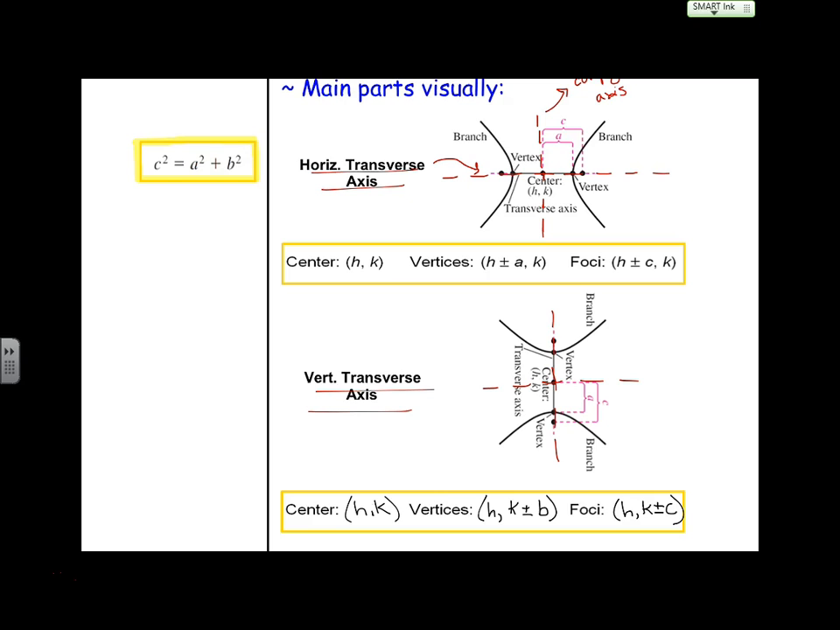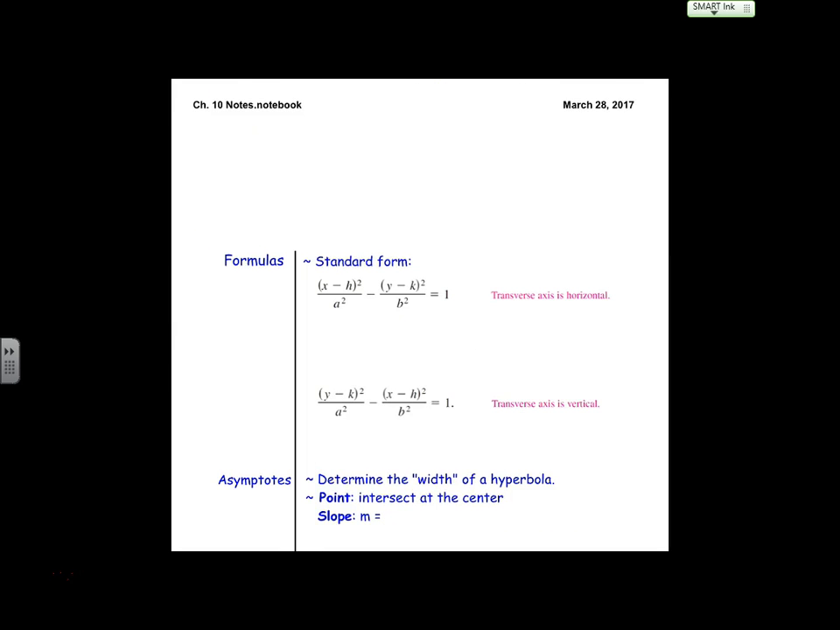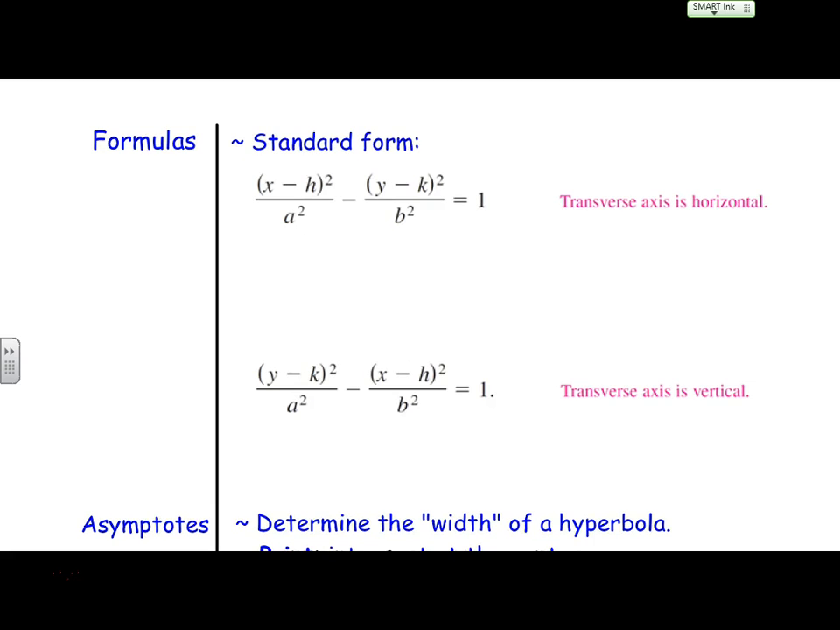Okay, we have all these formulas. Let's try to at least get to some examples today, even though we're running out of time, but that's okay. We've got a lot written down. In the formula, we have our vertices. We have our center. We have our center at (h, k), just like we're used to.